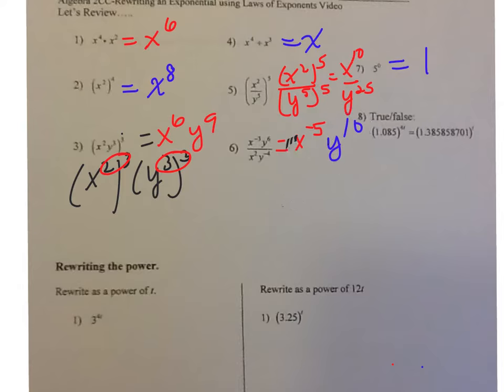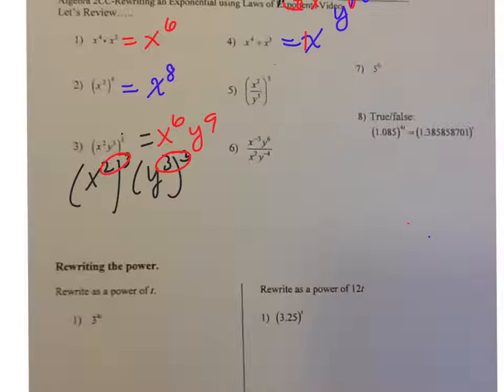Let's just take a look at the next one here. It says, true or false? Is 1.085 raised to the 4t power equivalent to 1.38585870701 to the t power? So I have a power here. So this is really, hold on, I'm just going to move everything up here. So I have this 4t power. So this is really 1.085 raised to the 4 times t power.